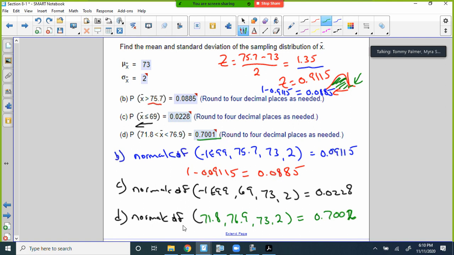So when you do D, note that you're going to get rid of your negative 1E to the 99, right? So you're going to have to know how to put that in. So go back and look at that. To get the scientific notation, that's the second comma key, right?